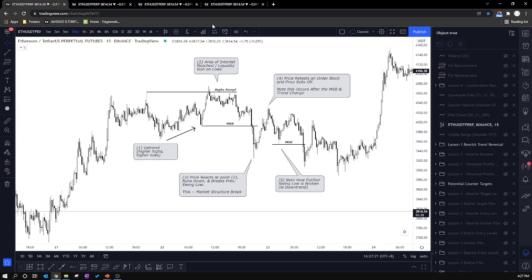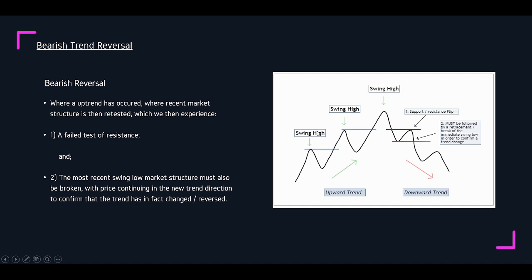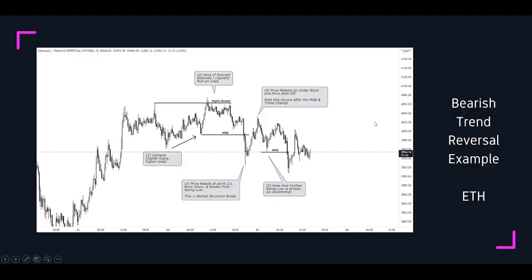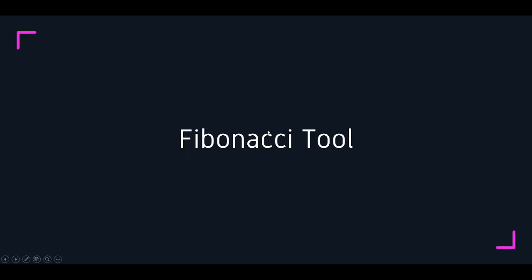And yeah, we'll just go and have a look back at our course, and you can see that here as well. So up, up, up, and then you find the support resistance flip, which you can see in this area here. So price comes back up and then finds that as resistance rather than support. That's the picture we just looked at. And the next one is the Fibonacci tool.